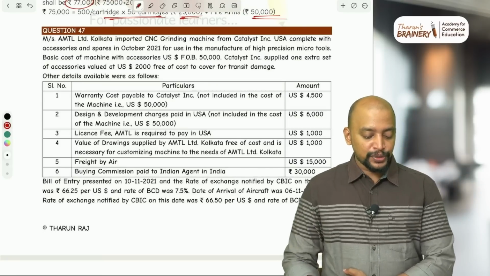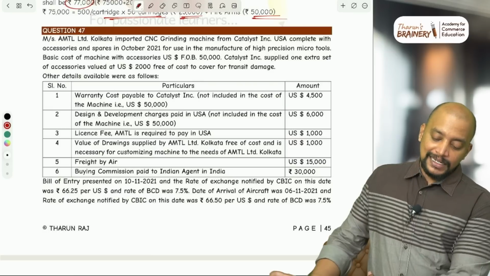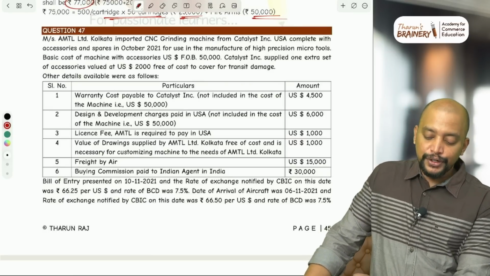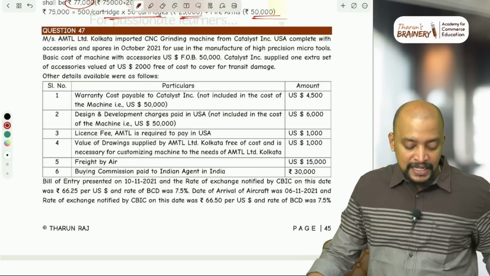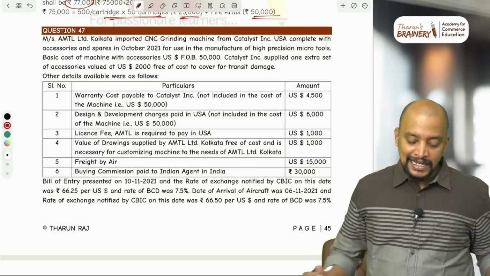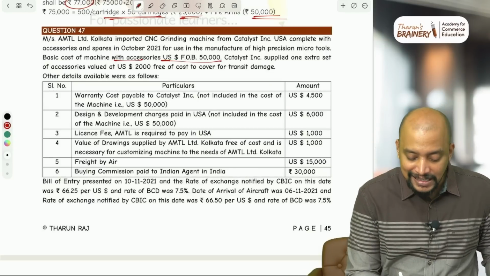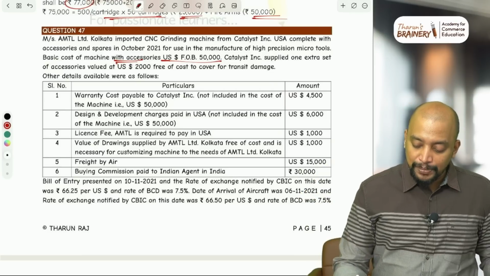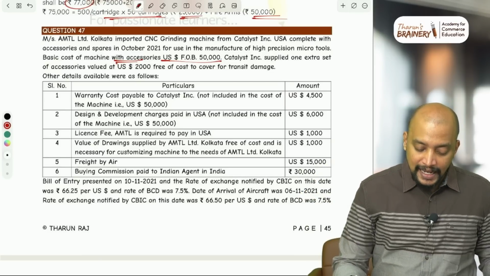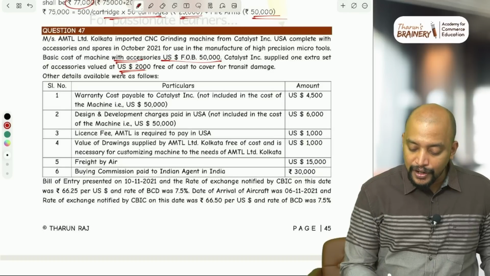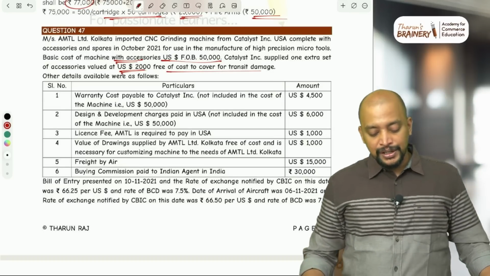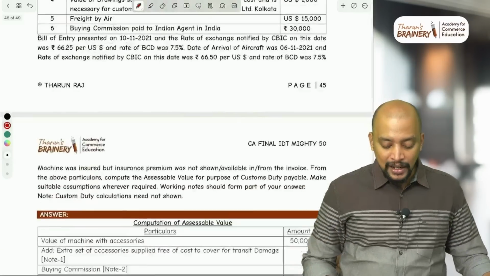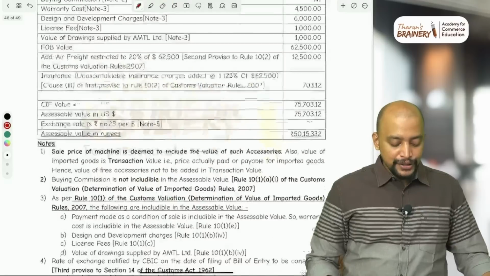Then question number 47. Messrs. AMTL Limited Kolkata imported a CNC grinding machine from Catalyst Incorporation USA, complete with accessories and spares, in October 2021 for use in manufacture of high precision micro tools. Basic cost of the machine with accessories is 50,000, with accessories meaning the accessories cost is already included in that 50,000. So Catalyst Incorporation supplied one extra set of accessories valued at 2,000 free of cost to cover the transit damage. So now in that case, when they are giving it free of cost, it's part and parcel of this particular 50,000.